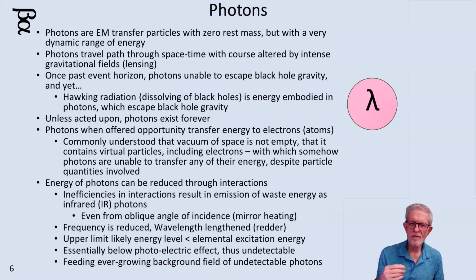Okay? If you've heard of Hawking radiation, this is the eventual, over a very long period of time, dissolving of black holes in order to keep information theory stable. So you're not losing stuff from a black hole. So when the Hawking radiation comes out, it's electromagnetic radiation, which means that a particle of Hawking radiation is embodied in a photon, but that photon is escaping a black hole. How's that possible? Ask the questions.